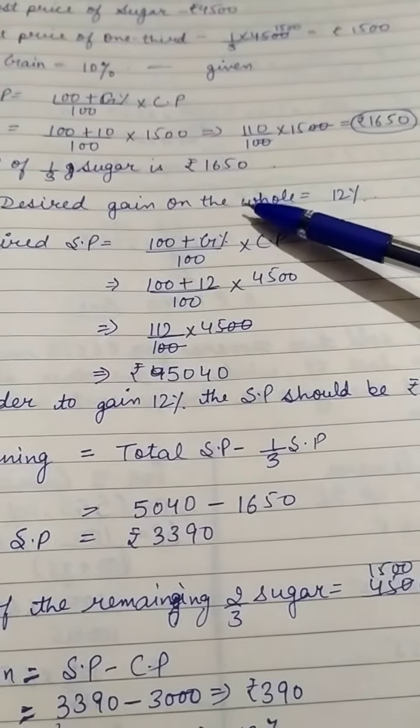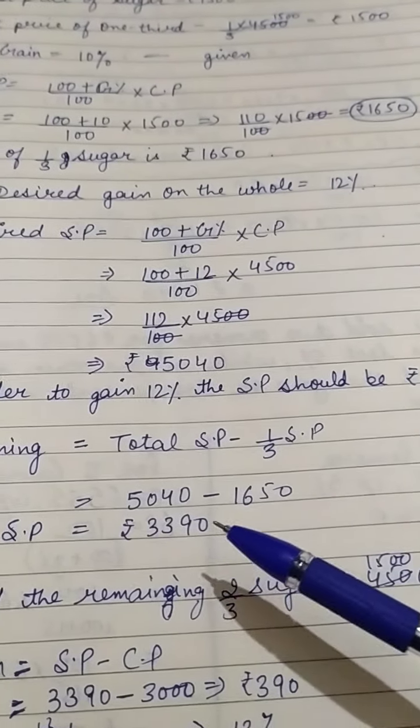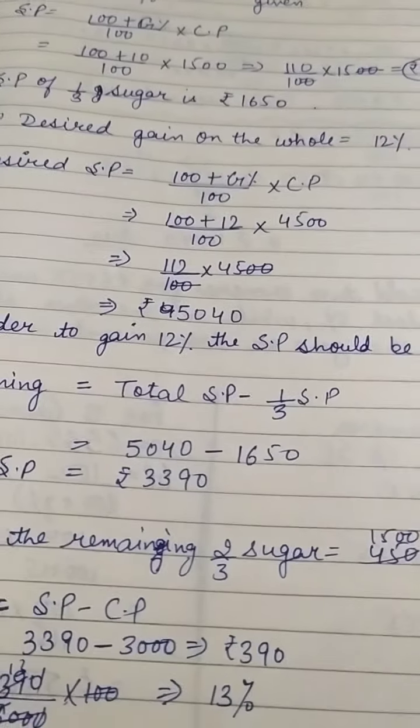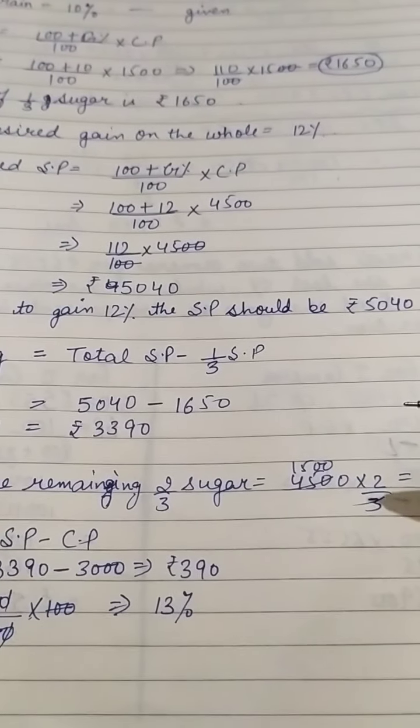All right children, so the total selling price is this much, the desired selling price, and the 1/3 selling price is this much, 1650. So if we subtract, we get 3390 as the selling price of 2/3. Now we have to find the cost price of 2/3 sugar. So how will we find the cost price of 2/3?